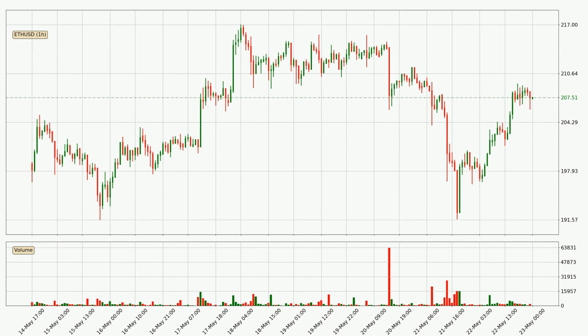Today, find out how the price of Ethereum has changed and what the technical indicators SMA, RSI and MACD show. If you are unfamiliar with the indicators, check out the explanation videos below.